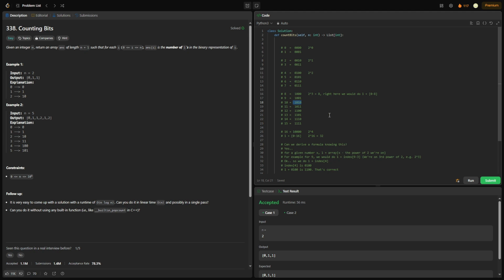Now what if we do some random number, 15? What power of 2 are we on? 8. So 15 minus 8 is 7, which is 0 1 1 1. 1 plus 0 1 1 1 should be 1 1 1 1. Well, that's what it is: 15 is 1 1 1 1.